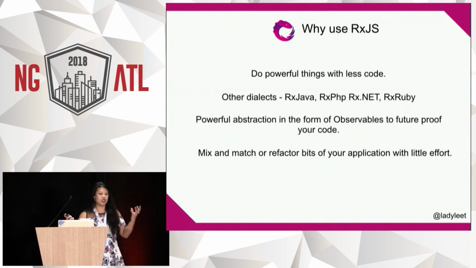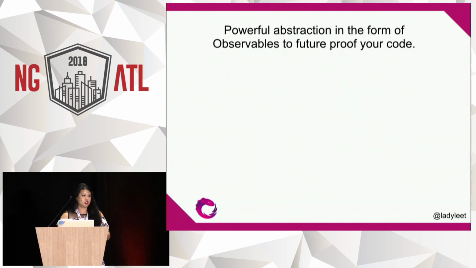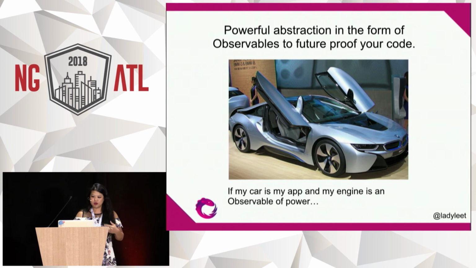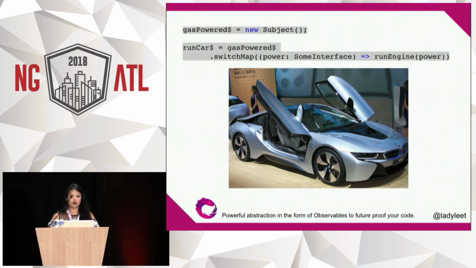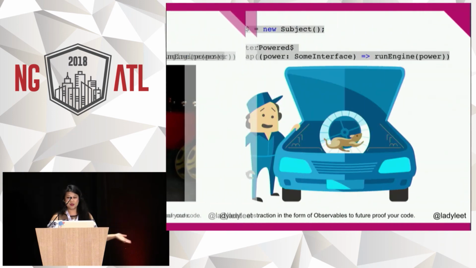So let's talk about this whole idea of abstractions and future-proofing your code. If you use observable as an abstraction for everything, then it's really easy to change out the inputs over time, right? Imagine you have a car, and your car is your application, and your engine is your observable of power. Usually you're thinking about your car as, okay, in order to power my car, I need gas, right? But as long as you have that abstraction there and that observable emits power, it doesn't matter that the power came from gas. The power can come from Kool-Aid, it can come from McDonald's, it can come from hamsters, right?